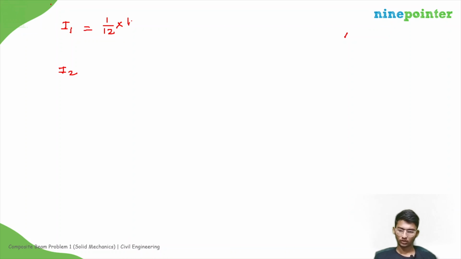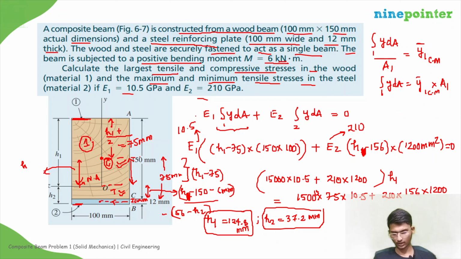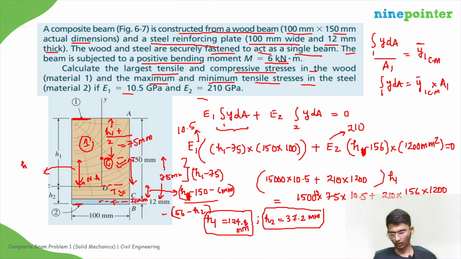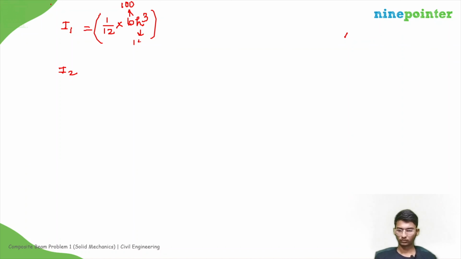into B H cubed, right? What is B? Sorry, this is B. That is the height, 150. So this will be about the center of mass. This B value is given as 100. This H value of material 1 is 150, right? So this is about the center of mass.